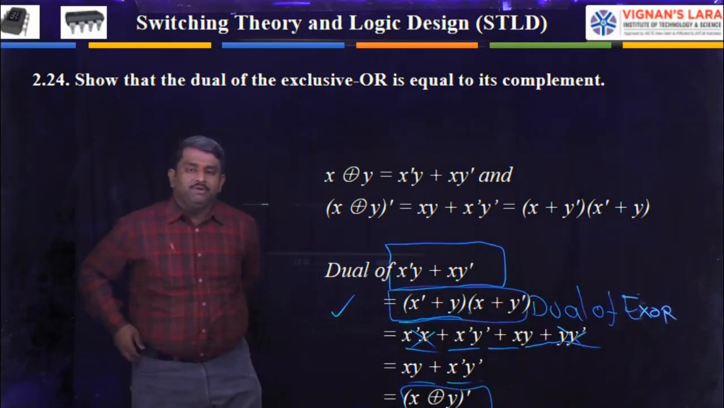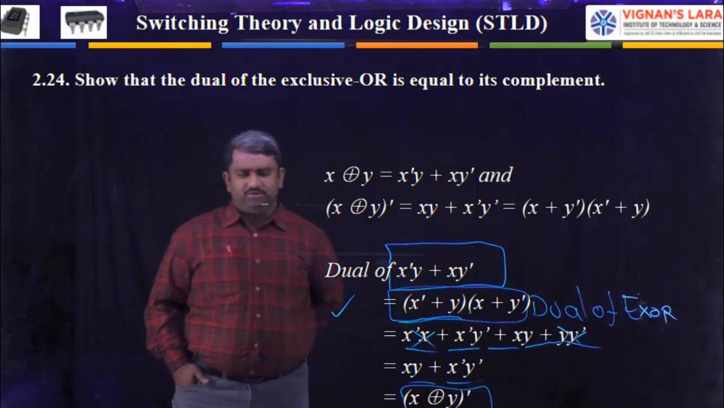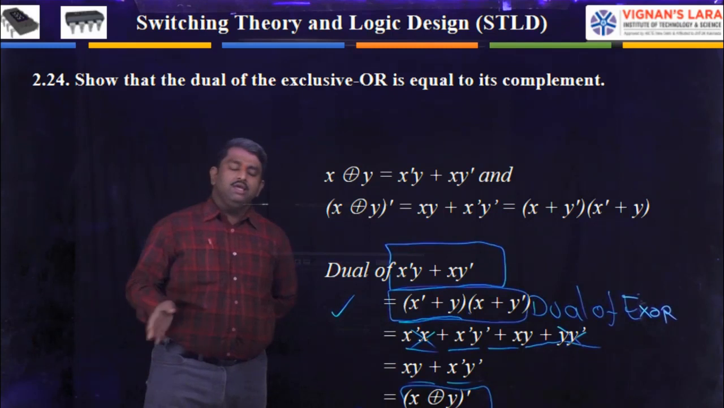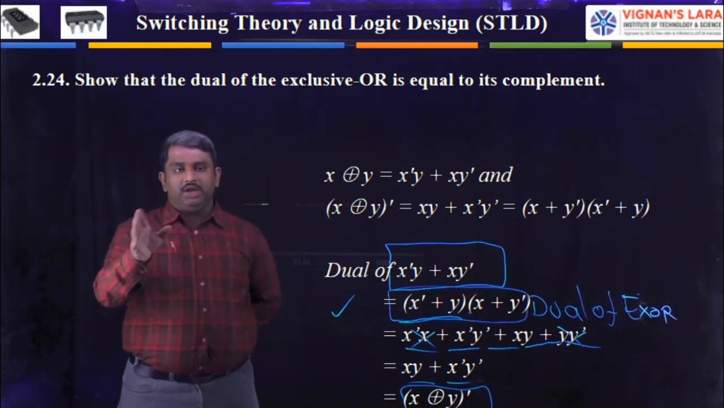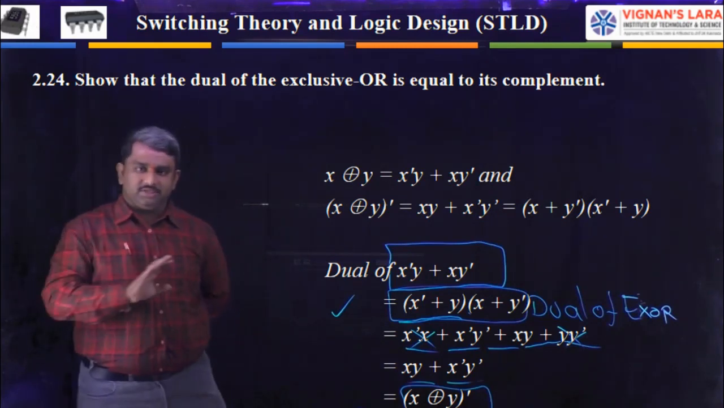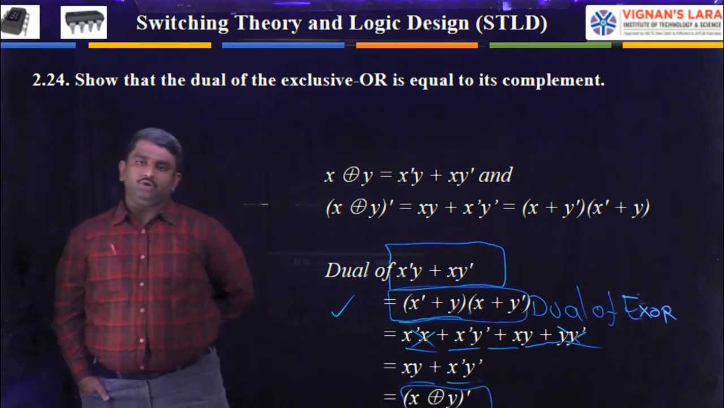This question was asked in previous question papers for 4 marks. Previously there were 2 marks and 3 marks questions. In the big questions, 2A and 2B, there are 8 marks, and in that the 4 marks bit is this question: show that the dual of the XOR function is equal to its complement.